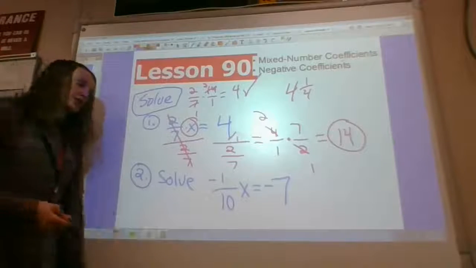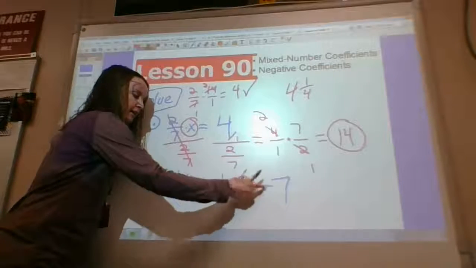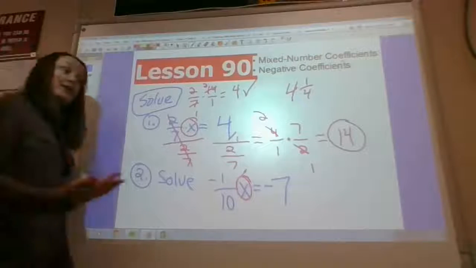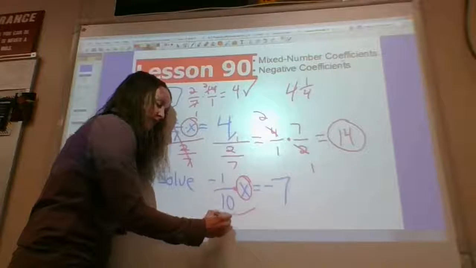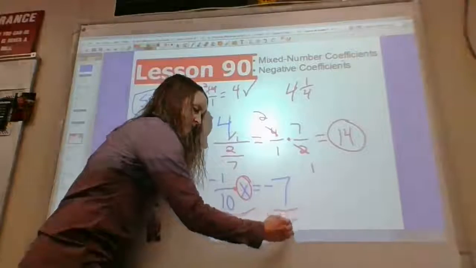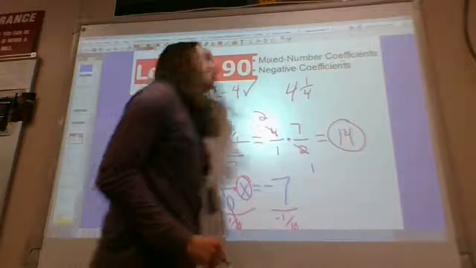So right here, number 2, let's see if you can write this out. Negative 1/10 x equals negative 7. What are we going to do first? Well, we're going to use our inverse operations. Opposite of multiplying, hopefully you said, is we're going to divide both sides by negative 1/10. Negative 1/10.